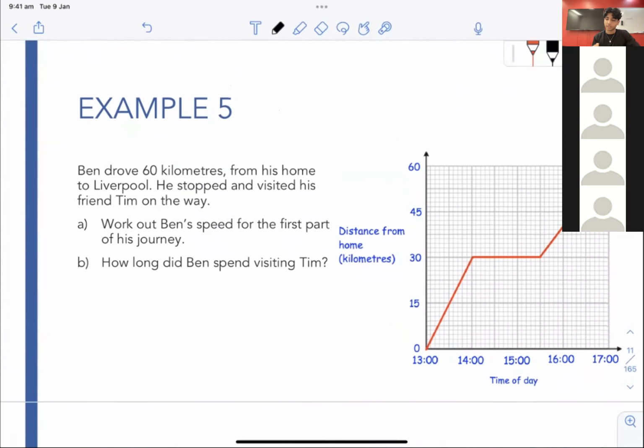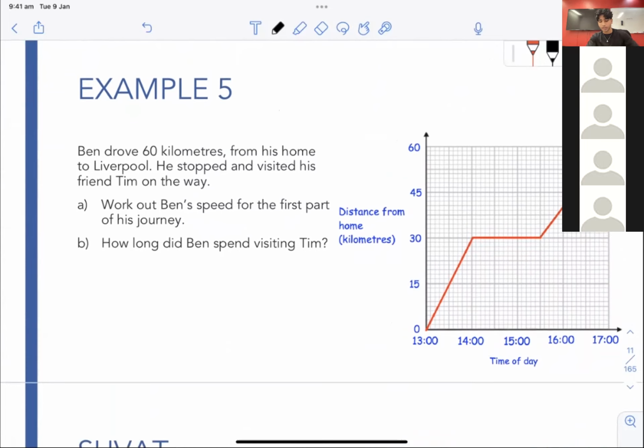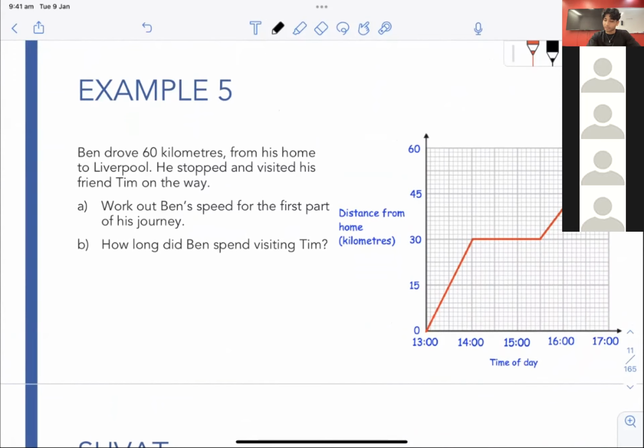All right, the next question features a graph. Ben drove 60 kilometers from his home to Liverpool. He stopped and visited his friend Tim on the way. Work out Ben's speed for the first part of his journey. So we're given a graph of distance from home versus the time of day. And we can see that there's a period of motion here, followed by some stagnancy, probably where he's at his friend's house. And the last portion is probably the second leg of his journey to Liverpool.